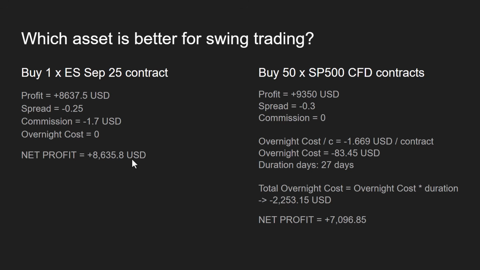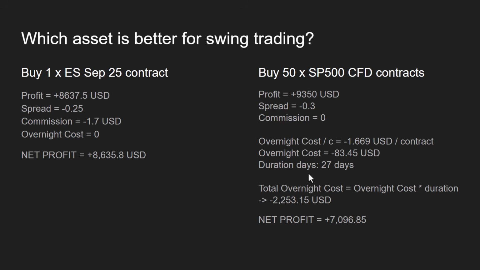So overall, the net profit on the futures contract was plus $8,635. On the right side, you can see the calculation on the CFD contract. P&L wise, we made a profit of plus 9,350 USD. So that's higher than on the futures contract. But now if we apply the overnight cost, or a swap charge, on the CFD contract, you will see that we're being charged minus 1.669 USD per contract. And because we have 50 contracts, we're being charged minus 83.45 USD per day.